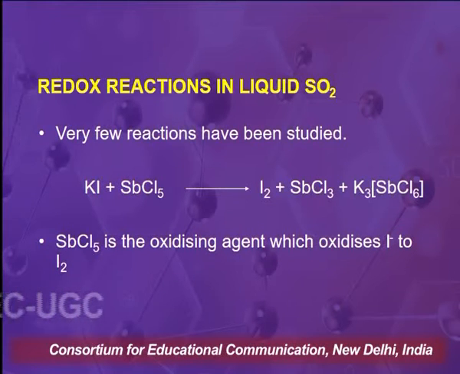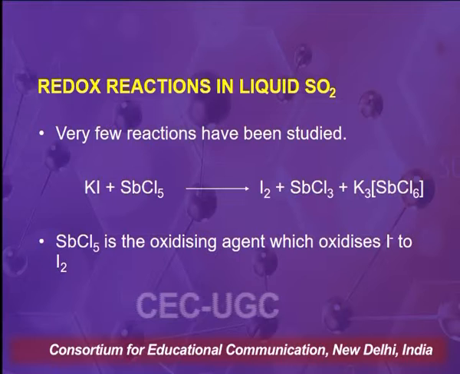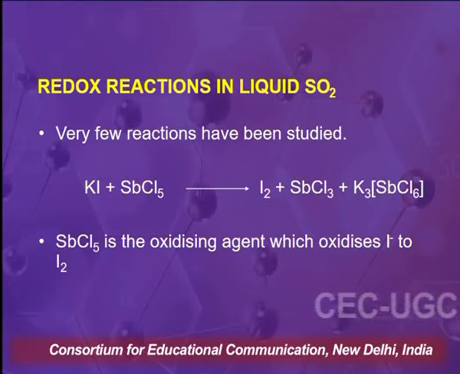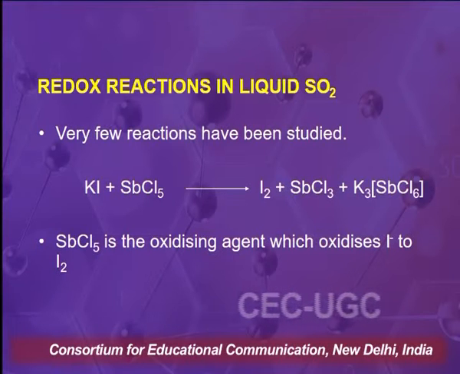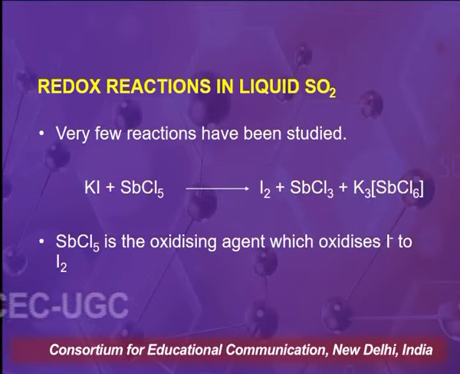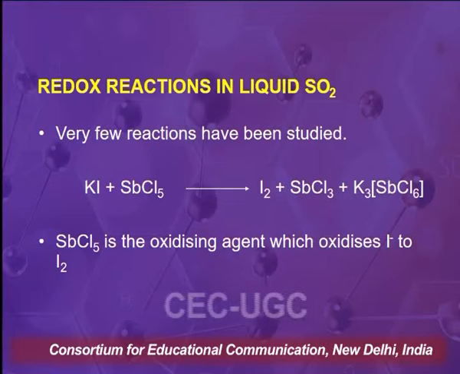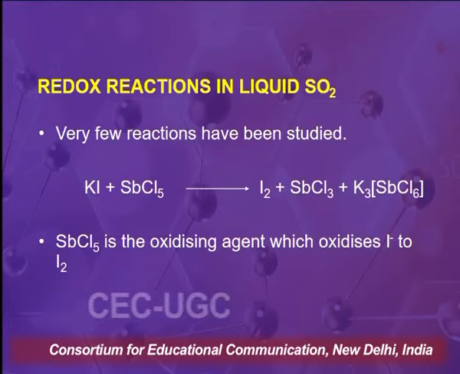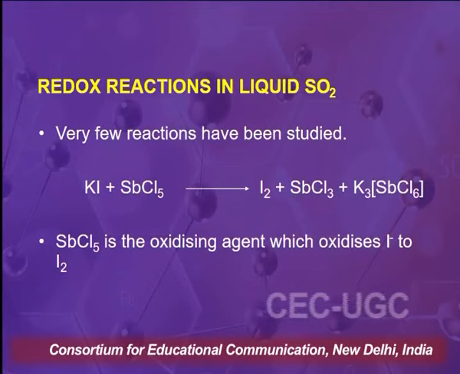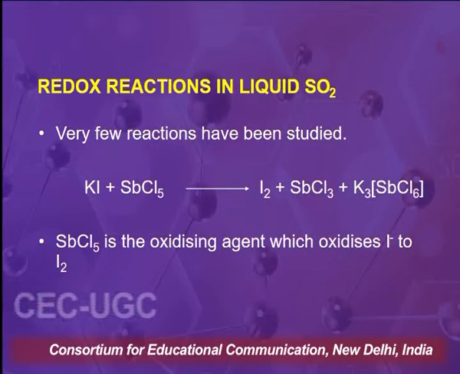And such kind of reactions, as we can see over here, in this case potassium iodide contains iodide ions which have been oxidized to give iodine, and SbCl5 reduces. In SbCl5 the oxidation state of antimony is +5 and it gets reduced to SbCl3, in which the oxidation state of antimony is +3. SbCl5 is the oxidizing agent which oxidizes iodide to iodine, and itself antimony gets reduced from +5 state to the +3 state.